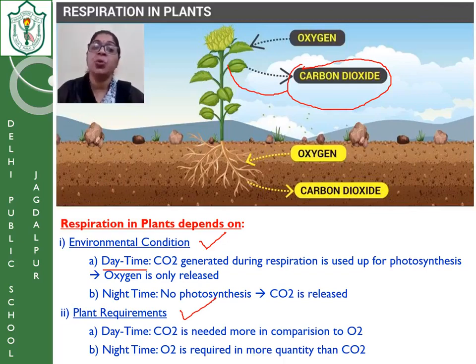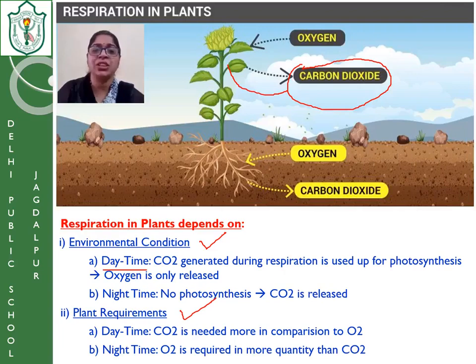Plants need more CO2 as compared to O2 in the daytime. You know why? Because of photosynthesis. So the amount of carbon dioxide released is generally negligible, and more oxygen is released in the daytime. And at night, when the plant is not doing photosynthesis, they need more oxygen for breathing. So what is released in maximum amount at night? CO2. So plant breathing depends on two factors.